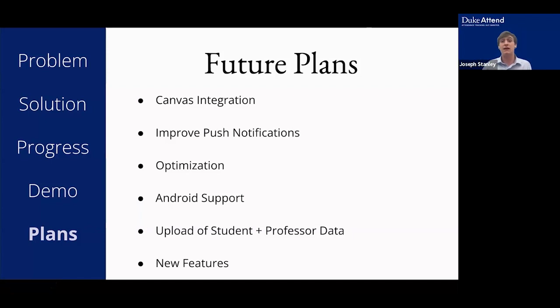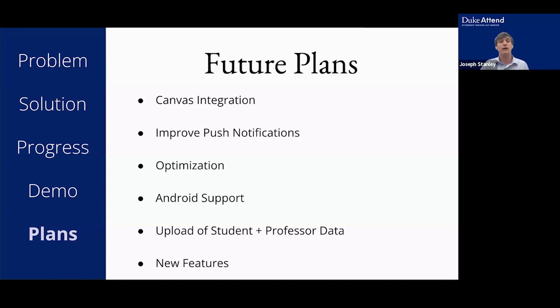One of these is Canvas integration. Right now, we could tweak our CSV files, and if we tweak them to how Canvas takes them in as grades, then professors could manually upload those CSV files as attendance grades to Canvas. But our goal would be to work with Duke's Canvas team so that this upload of grades from the Duke Attend app to Canvas will be automatic.